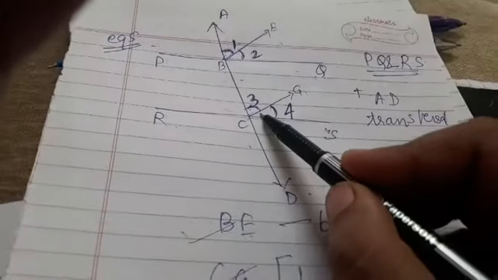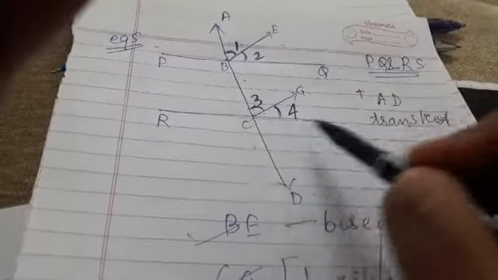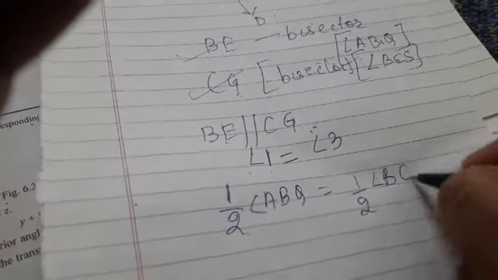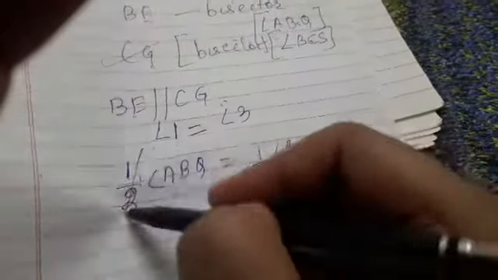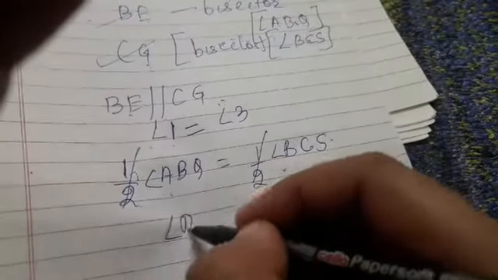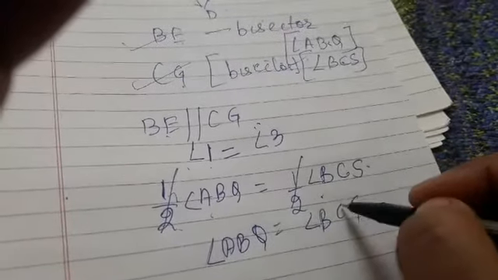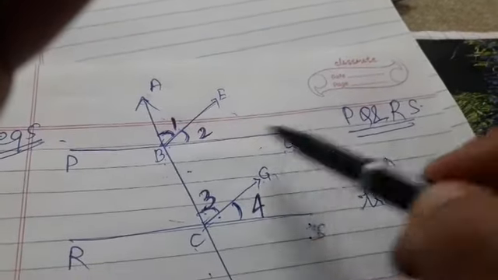And what is angle 3? Half of angle BCS. Now, when halves of any angles are equal, we can cancel half and half. I will write angle ABQ is equal to angle BCS. You can see the diagram again: ABQ is equal to BCS.